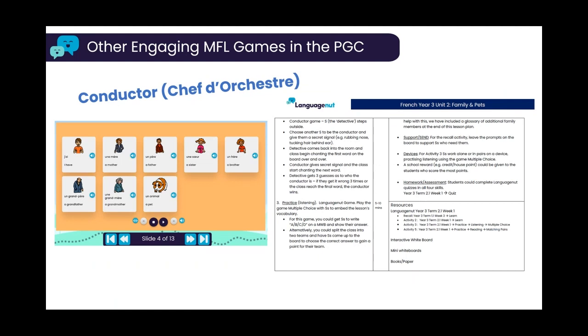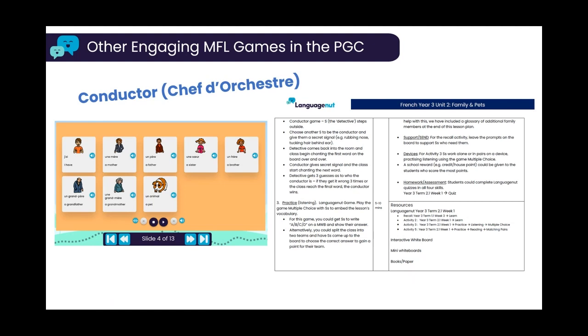Again, moving on to more presentation of vocabulary that we have is conducteur or chef d'orchestre. The idea with this is it usually comes after the choral repetition phase, as it's a nice way to build pronunciation without it feeling too high stakes. What you would do is pick a student to be a detective, get them to step outside the room, and then while they're outside of the room, choose another student to be the conductor and give them a secret signal, ideally quite a subtle one, like rubbing the nose or something subtle. Once that's decided, bring the detective back into the room, at which point you get the class to start chanting the first word in the vocabulary set.